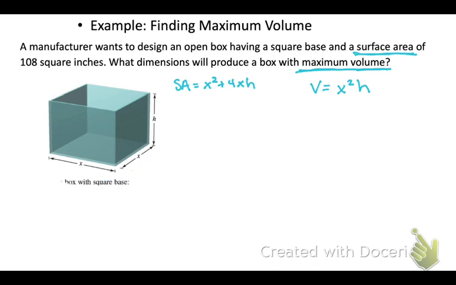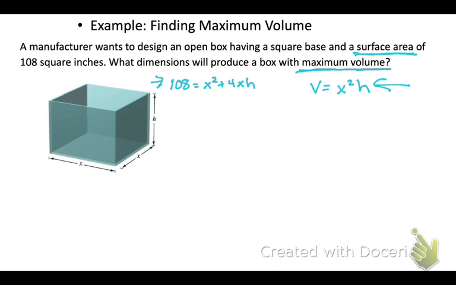I have 2 equations, but the one I want to maximize is the volume. We want to maximize the volume, so that's the one we're going to be taking the derivative of. My problem is I have an x and an h, and I only want one variable, not 2. I do know that the surface area is 108, correct? So can I solve this equation for either x or h?